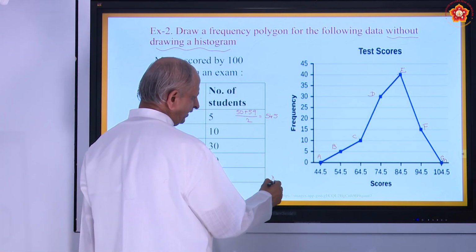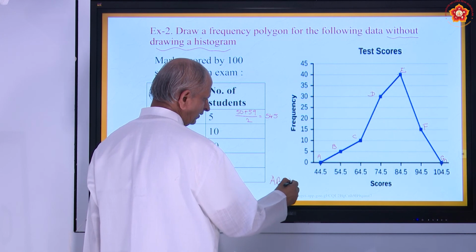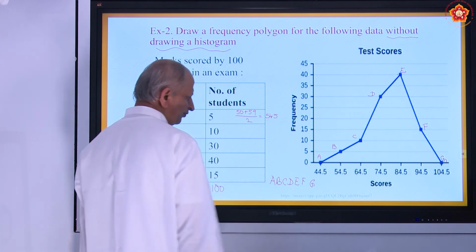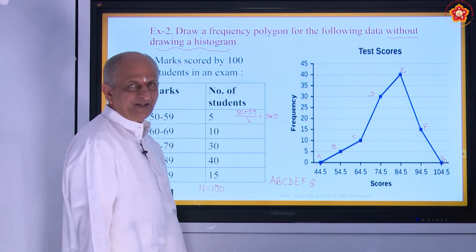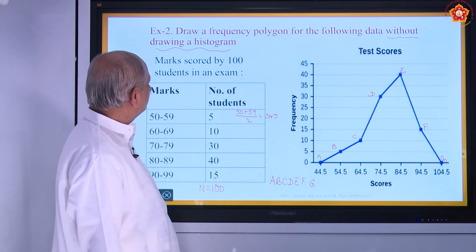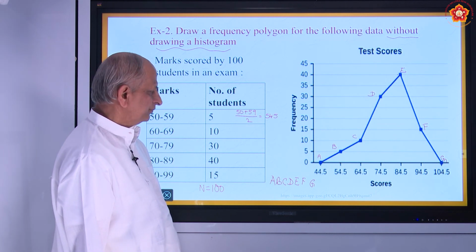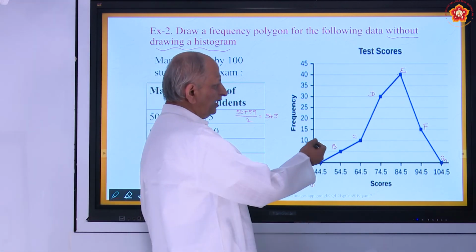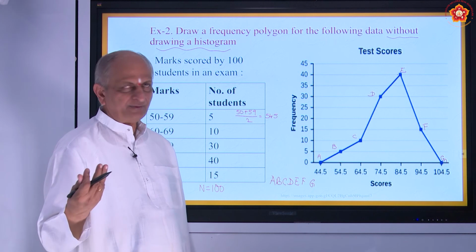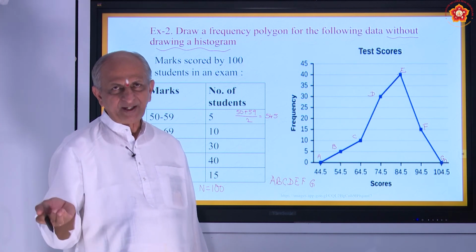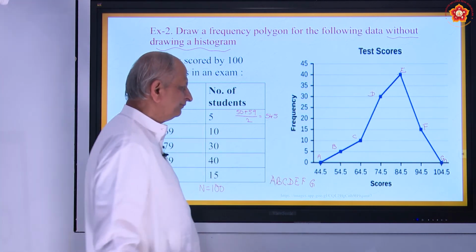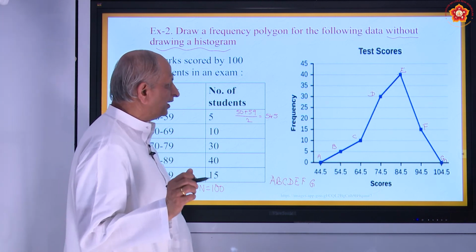I think all of you know A, B, C, D. We have studied this in class 5. So A, B, C, D, E, F, G is called a frequency polygon. Polygon because there are how many points? 7 points in this. Any figure with more than 3 points is called a polygon. And as this refers to the frequencies, we call it a frequency polygon.